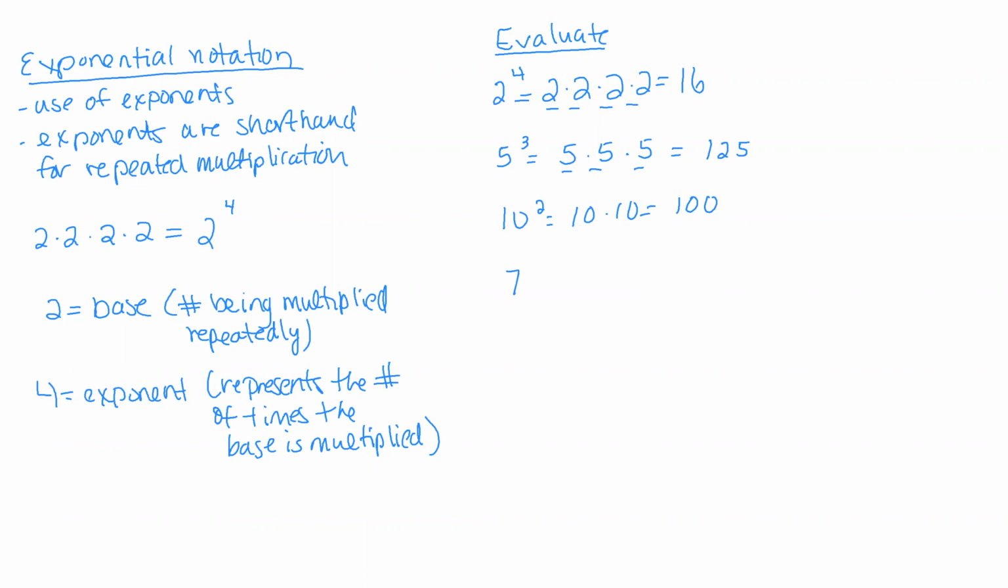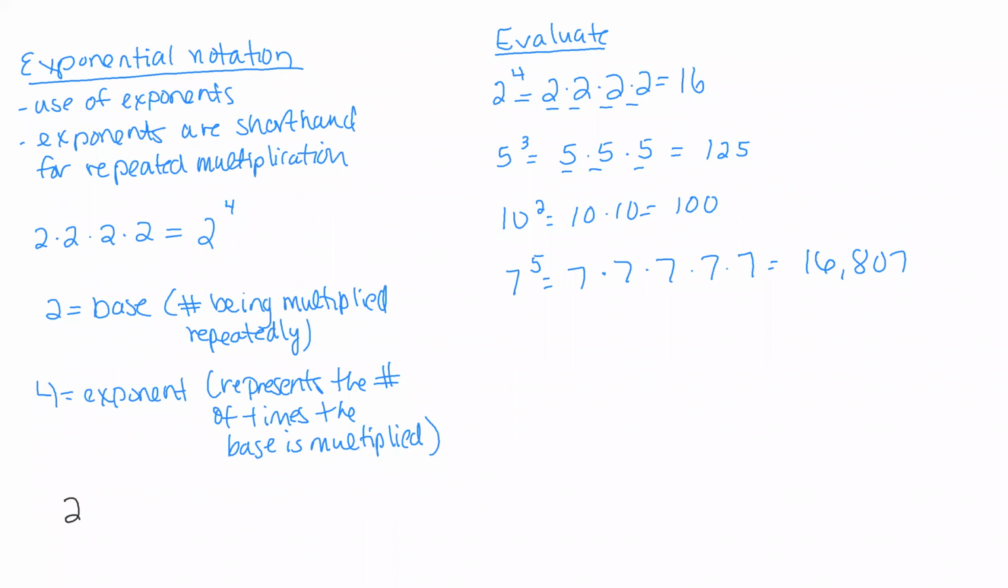Let's change that. We'll do to the 5th here. So let's say we have 7 to the 5th. So I have 7 times itself 5 times. So 7 times 7 times 7 times 7 times 7. Now that one's going to be a little bit harder to do in your head. So you could just use a calculator and you should get 16,807.